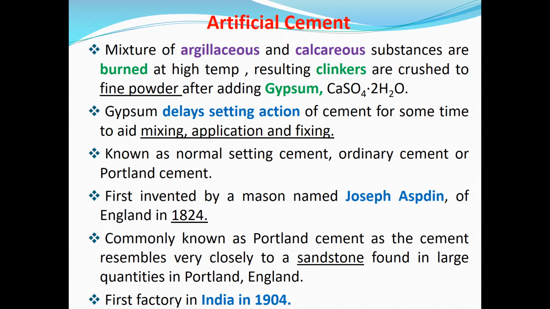Why is it called Portland cement? Because in England there is an area named Portland, where sandstone was available. From that sandstone, they used to prepare cement. That's why it is called Portland cement. In India, that means in this subcontinent, the first cement factory was established in 1904. That means almost 80 years after its invention in Europe.